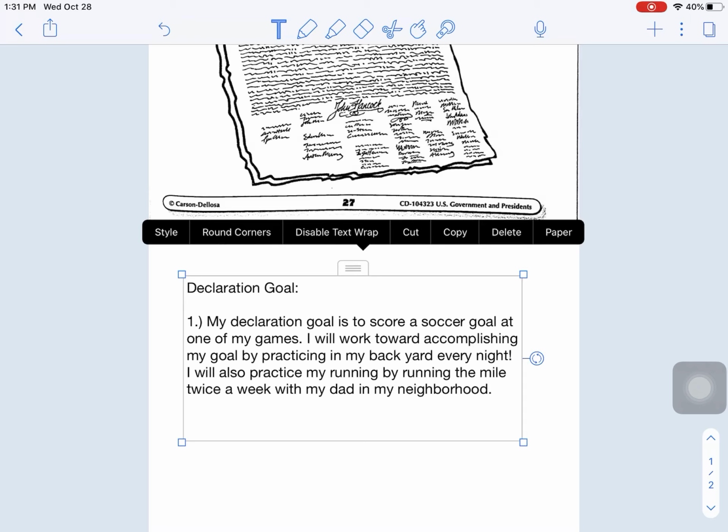But that is going to be your task for today, is to create your declaration goal. And remember at least 3 sentences. I would like you to tell me your goal and then tell me how you can make that goal happen. How can you work towards actually completing that goal?